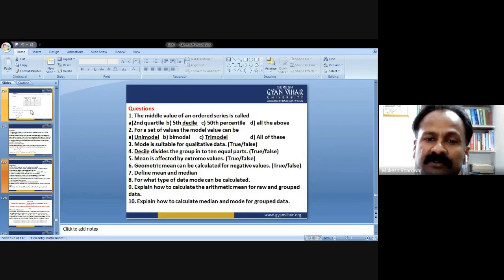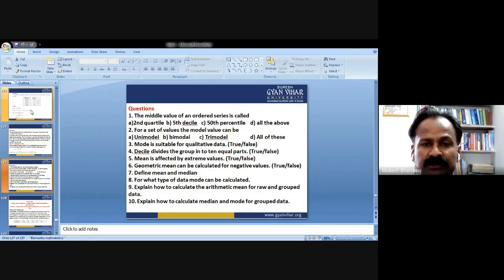For a set of values, the modal value can be unimodal, bimodal, or trimodal. I'm repeating the question once again. For a set of values, the modal value can be unimodal, bimodal, trimodal. It can be anything, so all of the above. The D option is correct.